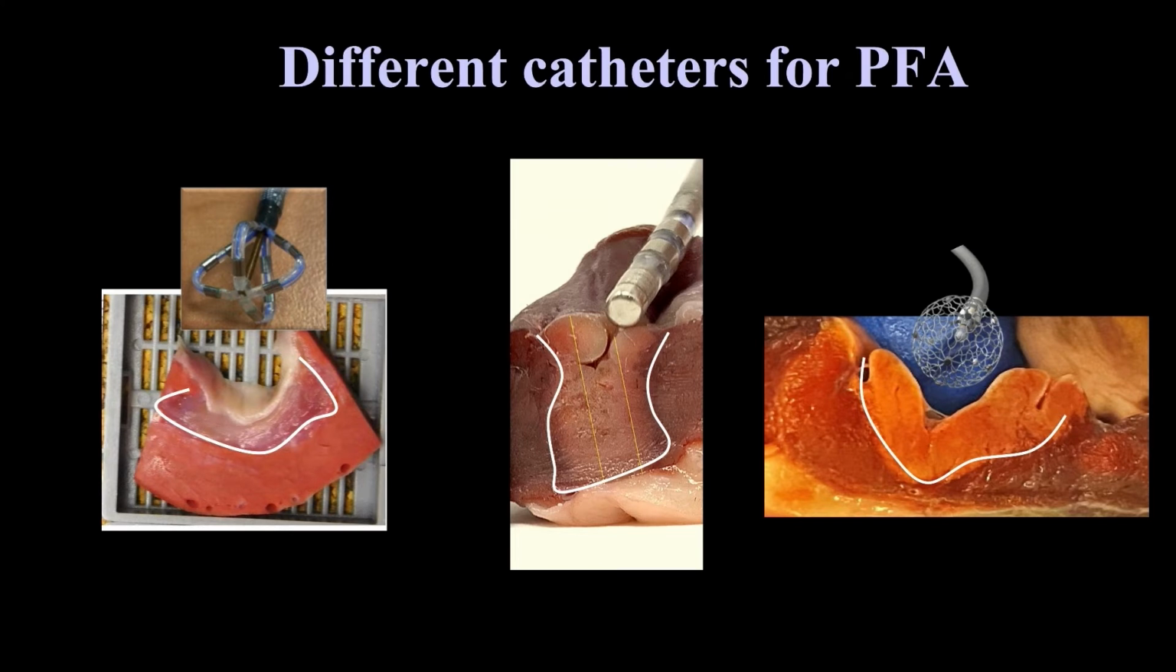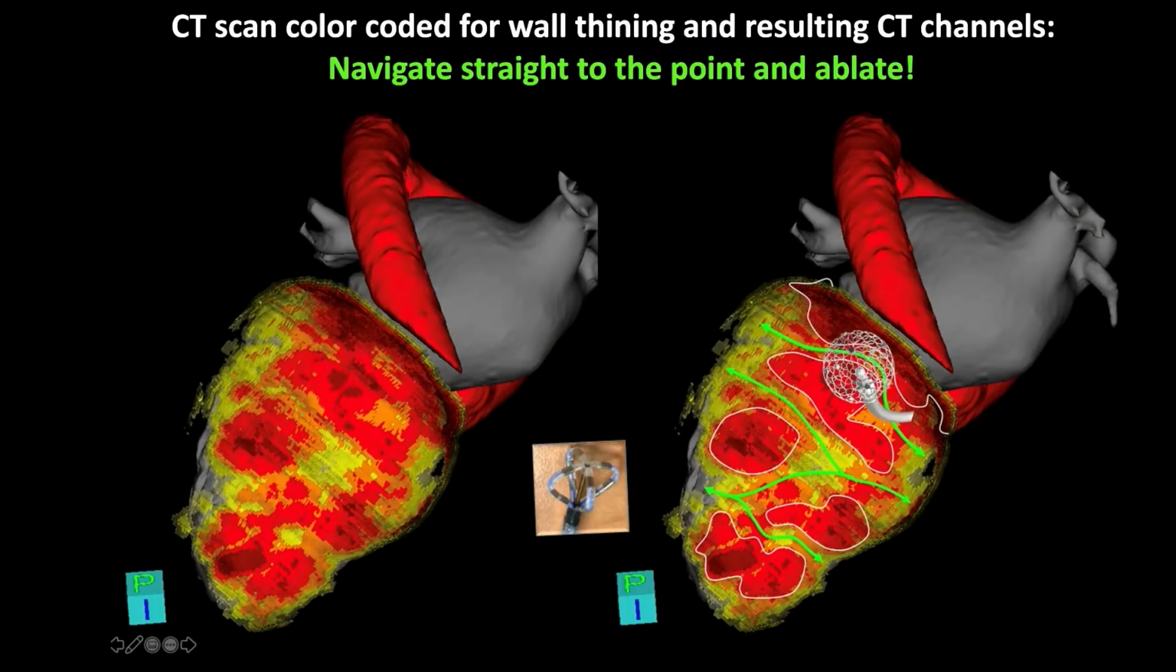Now, you can appreciate that the lesion shape is impacted by the catheter you use. This is the Farflex by Farpulse. This is a focal catheter. And this is the Lattice by Affera, all of them being used with PF in this example.